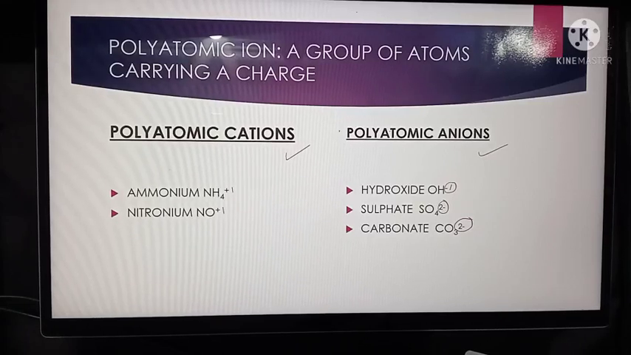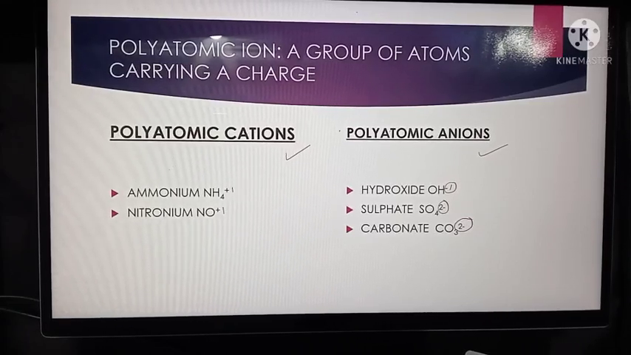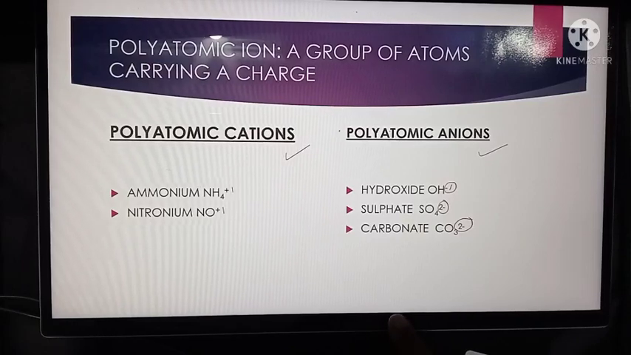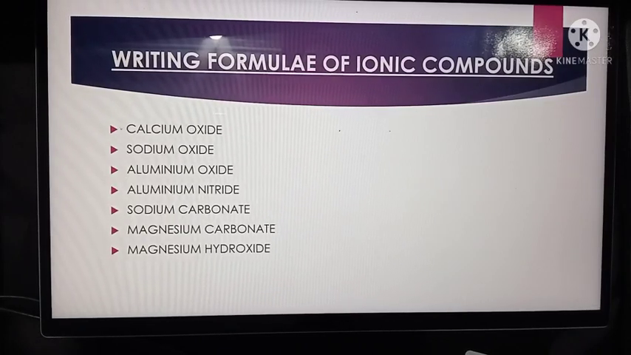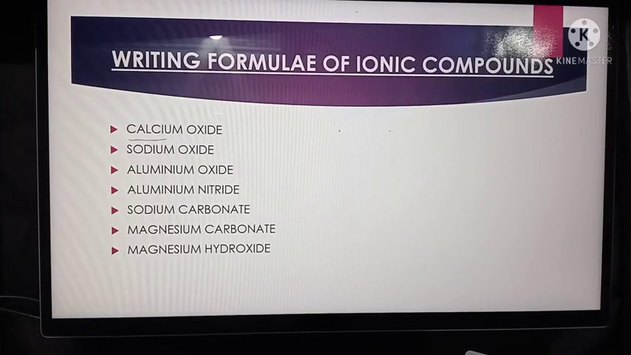Now let us try to write down the molecular formulae of certain ionic compounds. So I have given here some examples. First one is calcium oxide. In order to write the formula of calcium oxide, the first thing that has to come to our mind is the symbol of calcium and its valency. The valency is +2. What is oxygen? It is O, and -2 is its valency.